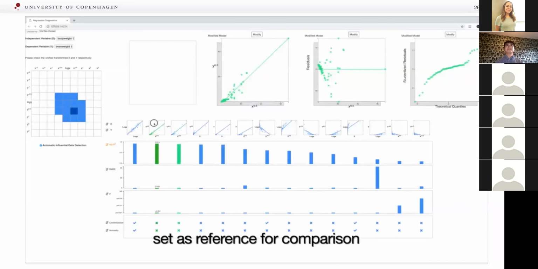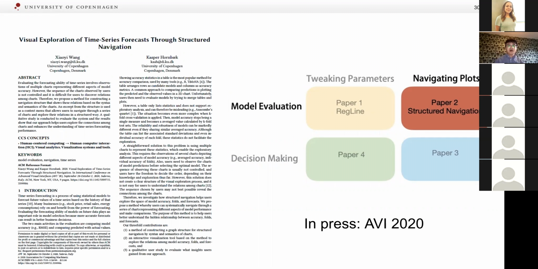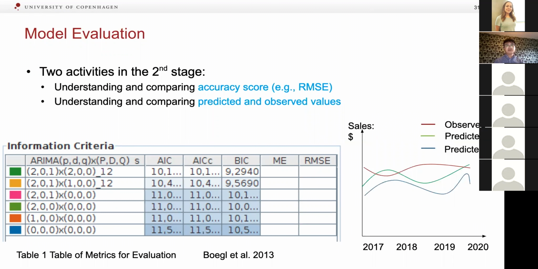Now, let's move to project 2, which focused on the second stage of the evaluation. We used the time series models as the starting point to investigate how navigating plots helps people evaluate the forecasting ability of time series models. In the second stage of evaluation, users only need to compare model accuracy and compare predicted with actual values. Tables and plots are the common approaches facilitating the two types of comparison.